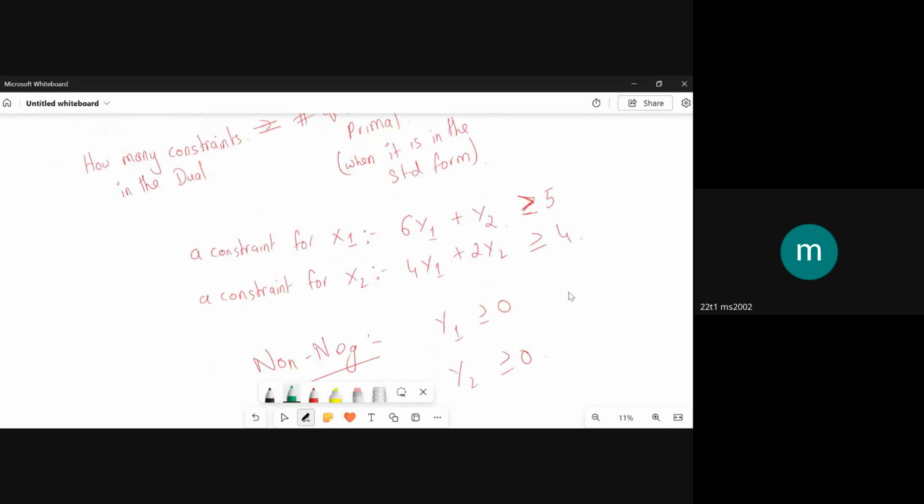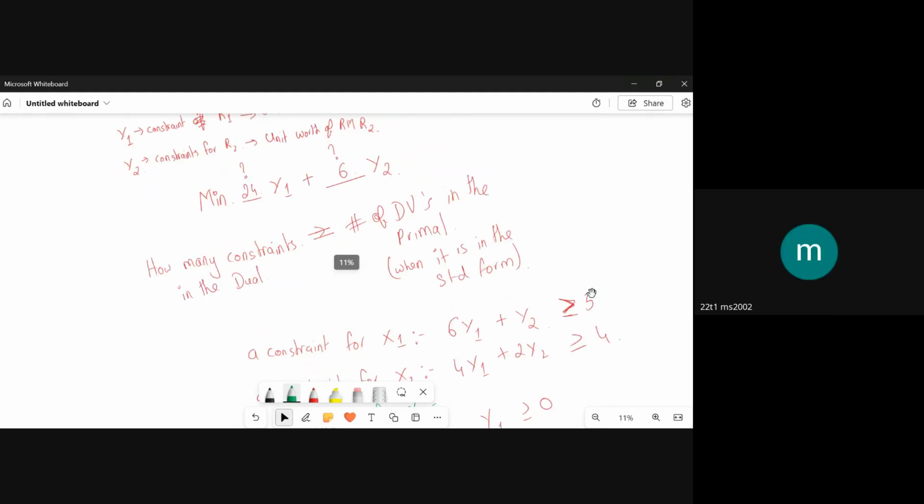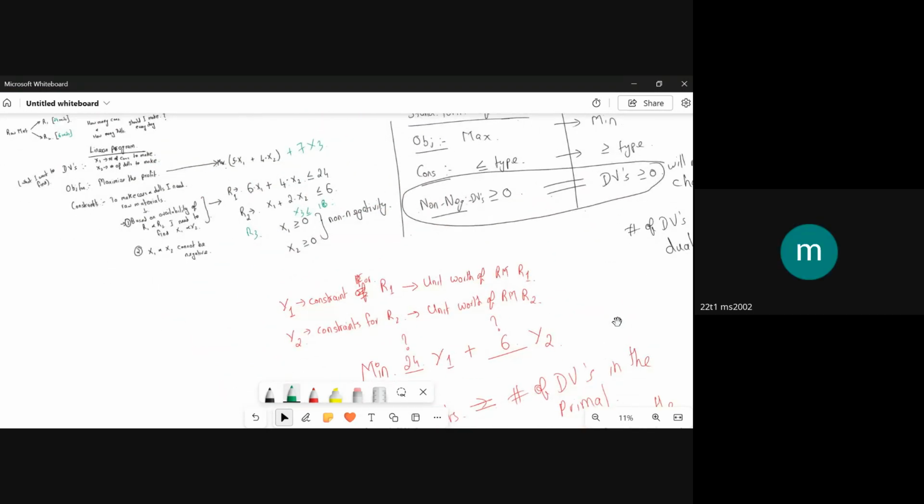If I had a third constraint for x3, what will I write? What is the maximum? What will I write? I'm specifically leaving it blank. What will I write? Y3 should be less than or equal to exactly.